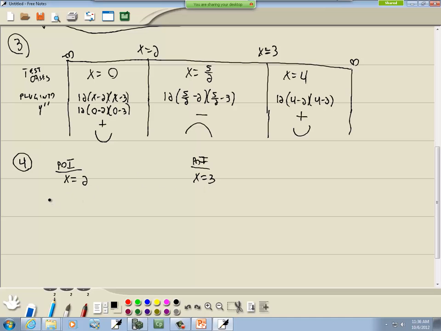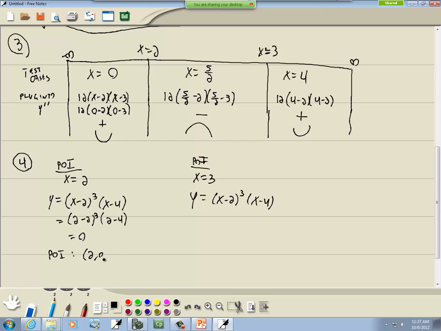Now we want to plug these values into our original function here. So we've got y is equal to x minus 2 to the third, x minus 4, and same thing here, x minus 2 to the third, and x minus 4. Well, if we plug those in, we're going to get 2 minus 2 to the third, and 2 minus 4. Well, 2 minus 2 is 0. 0 to the third is 0. 0 times anything is 0. So this POI is going to be at 2, 0.